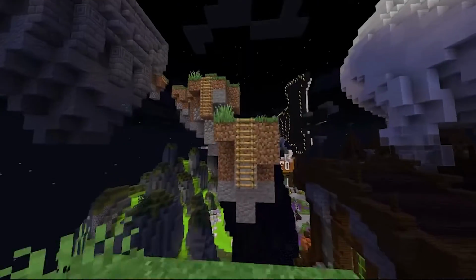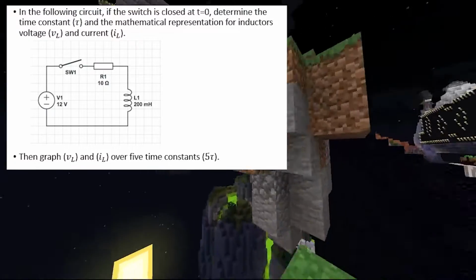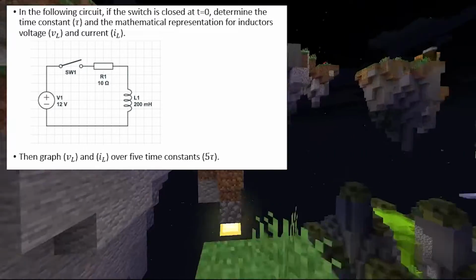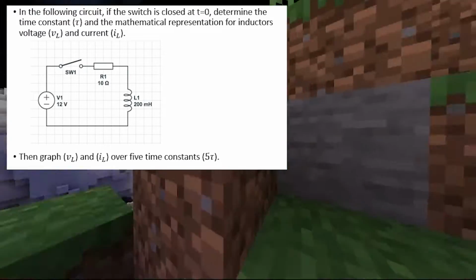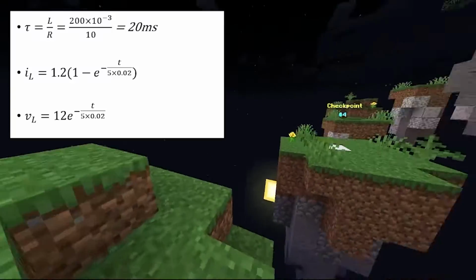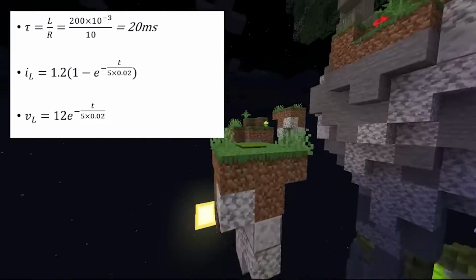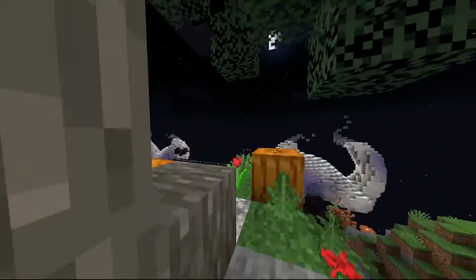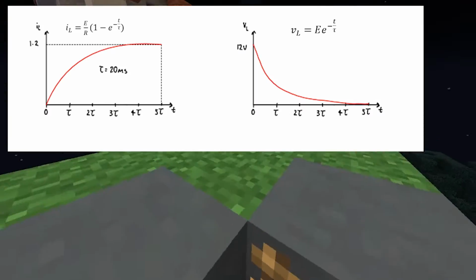An example. In the following circuit, if the switch is closed at t equals 0, determine the time constant and the mathematical representations for inductor voltage and current. Then graph VL and IL over 5 time constants. The time constant is equal to 200 millihenries divided by 10 ohms, which is equal to 20 milliseconds. With this, we can then determine inductor voltage and current. These equations produce the graph seen here as explained previously.